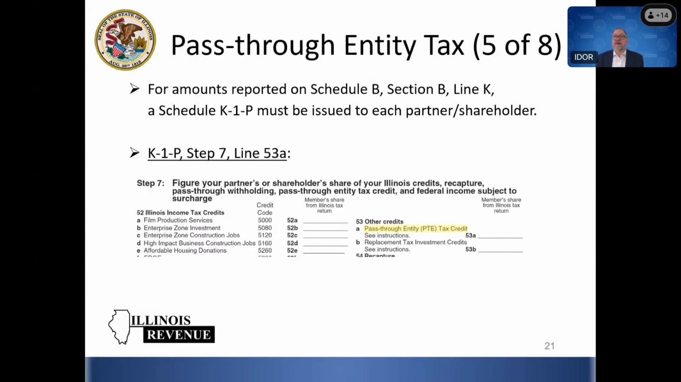When distributing a pass-through entity tax credit, a Schedule K-1P must be issued to that partner or shareholder. The amount that was reported on that line K of Section B of Schedule B, you'll carry that amount over to Schedule K-1P for the partner or shareholder being reported. The amount is reported on line 53A of the respective Schedule K-1P.